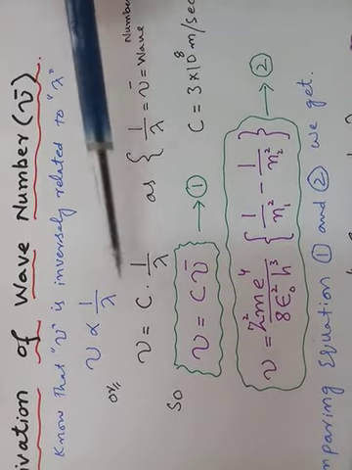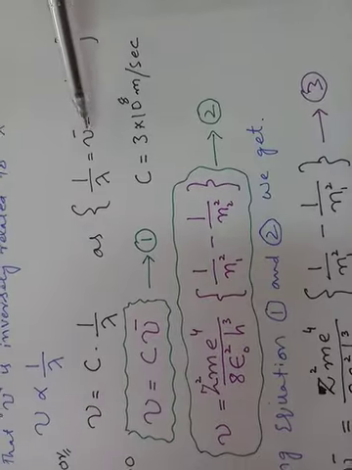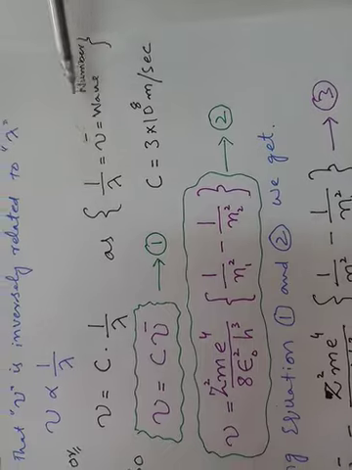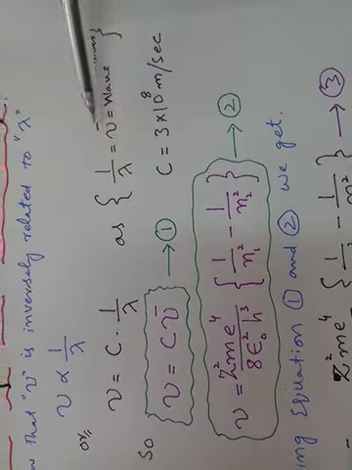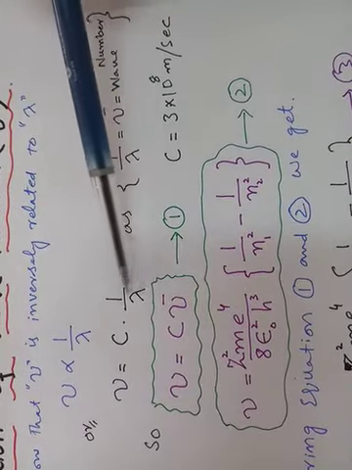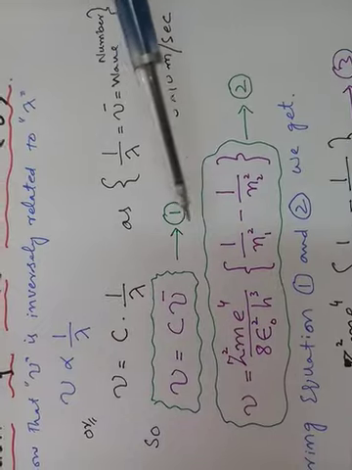I have put the constant here, and we know the inverse of the wavelength is called wave number. The inverse of wavelength is called wave number. So I put nu bar instead of this. So we get equation 1.